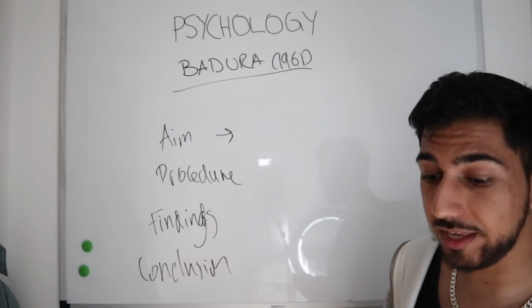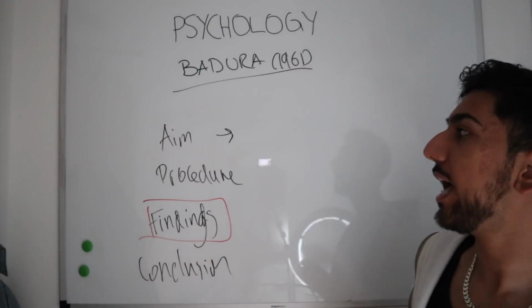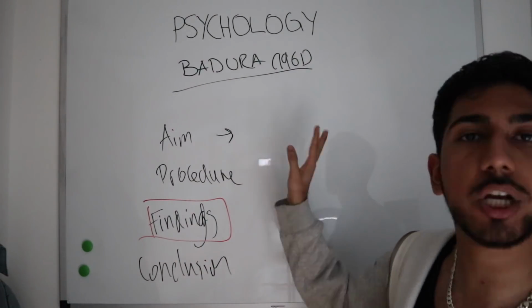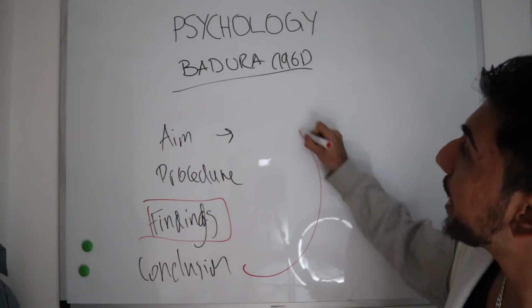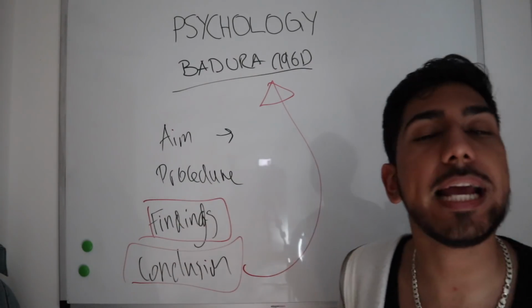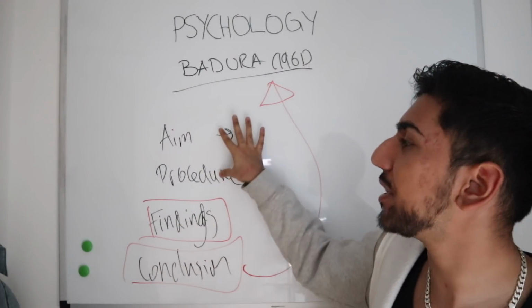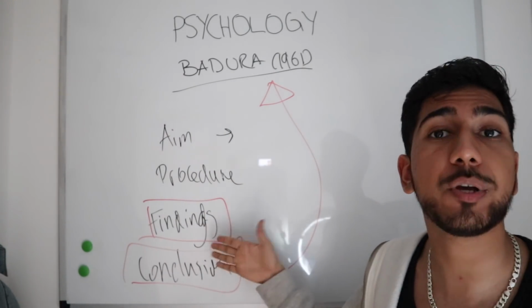And the biggest part of this should be your findings. Aim is basic, 1 line. Procedure could be 1 line. Findings is really big, and conclusion, which is bringing it back to the essay title, is very important. People in the A-level exam, they tend to focus on describing what the study was like. Honey, we got time. Tell me what they found, because that's the most important thing.